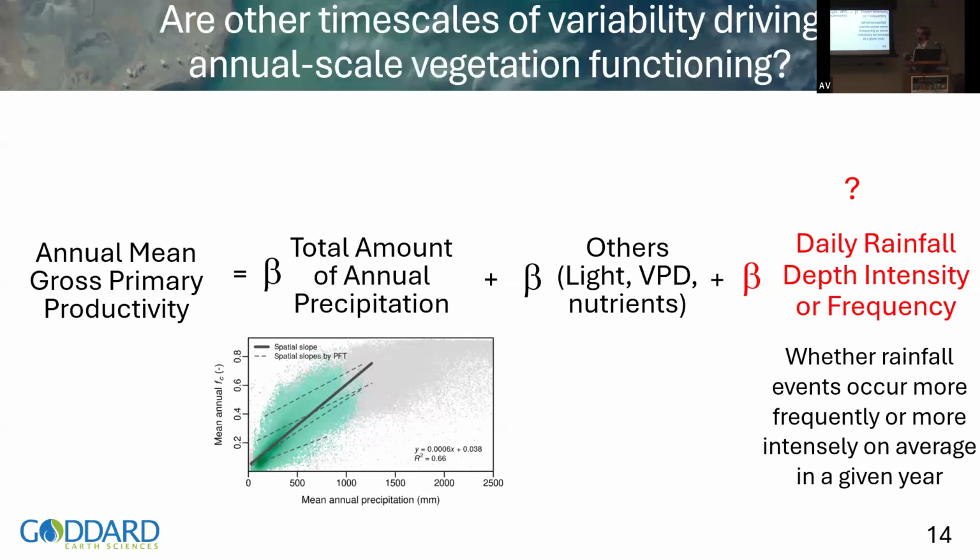We know that annual total amounts of rainfall will have some predictive ability. So that's going to be a term that's always in this equation of how much rainfall is occurring in a year. And then there's other factors you can put in: light availability, so net radiation at the surface, vapor pressure deficit, or basically humidity and air temperature. And then our question here is, if we add this other term to the end, whether rainfall events effectively occur more frequently or more intensely on average over a year, does this have some bearing on explaining NDVI or greenness or photosynthetic changes year to year?